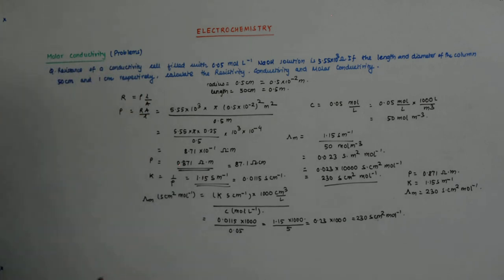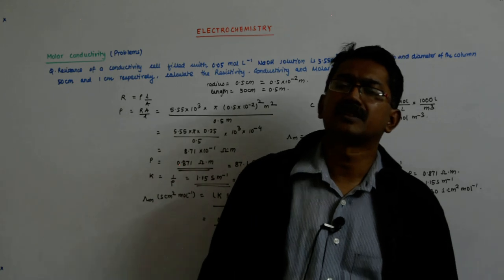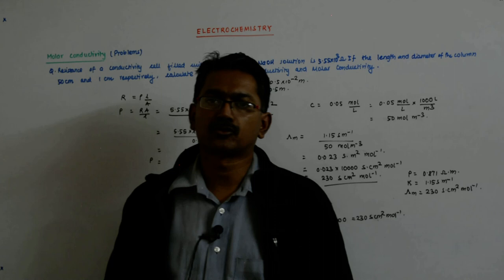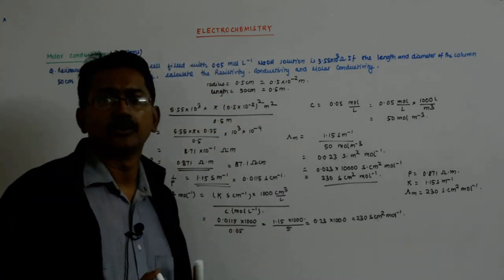So anyway, whatever way you like, you first get it in terms of mole meter square per mole, convert it into siemens centimeter square per mole, or you use that direct formula. But whatever you do, don't get confused.